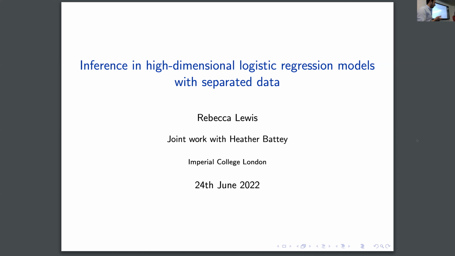And today we have a great pleasure of having Rebecca Lewis, who's going to present her work on inference in high-dimensional logistic regression models with separated data. Thanks. So thank you all for coming. So as Antonin said, I'm going to be looking at inference in high-dimensional logistic regression models with separated data. And this is some work that I've been doing during my PhD with my supervisor, Heather, faculty at Imperial.